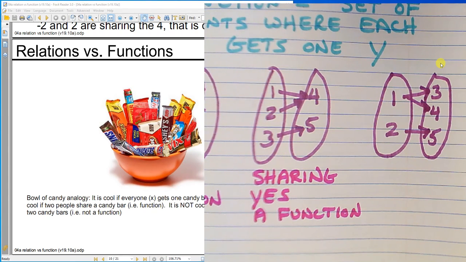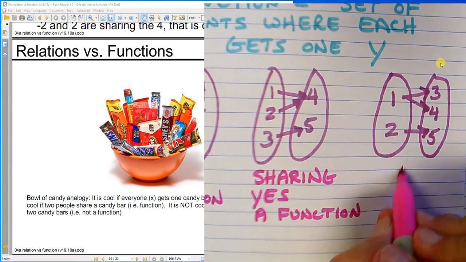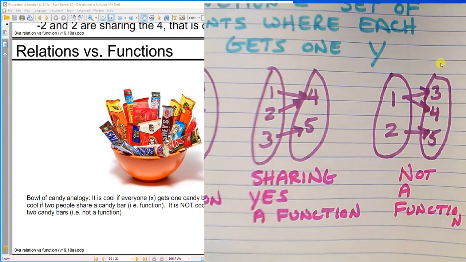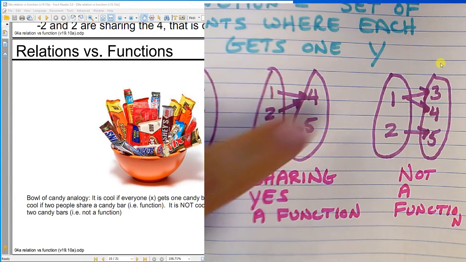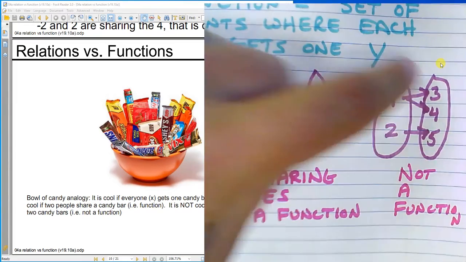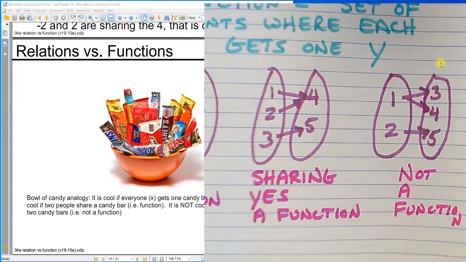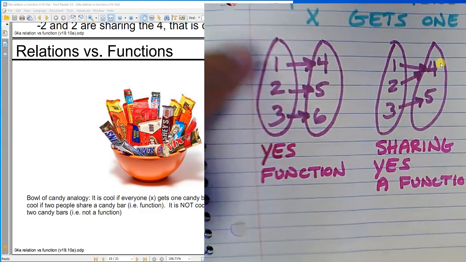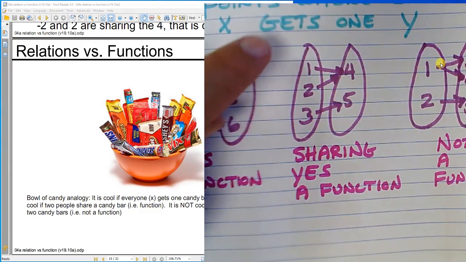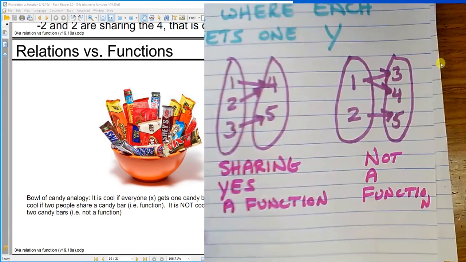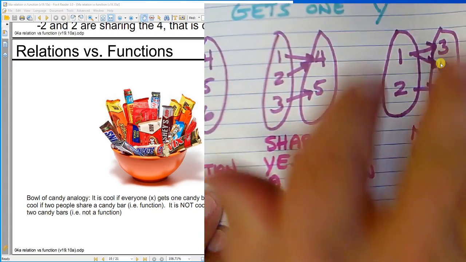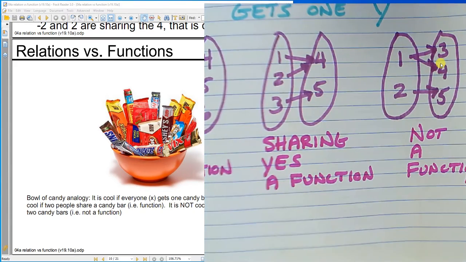No, this is not a function. Why is it not a function? Because 1 is getting greedy. 1 is taking 3, 1 is taking 4. So yes, a function. Everybody gets 1, everybody gets 1. Yes, a function. These guys are sharing. Not a function. 1 is getting greedy. So I think in this form, it's pretty easy to tell which one's a function and which one's not.